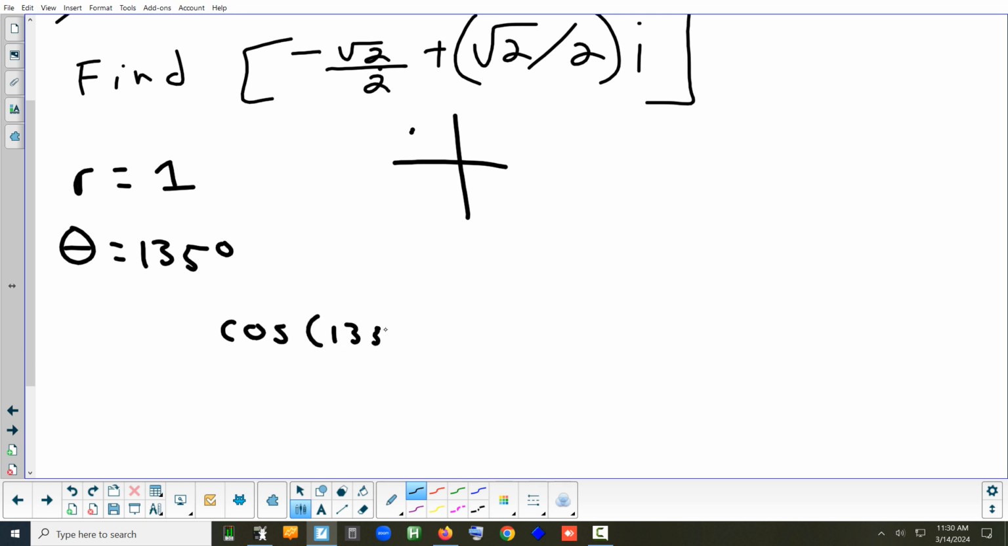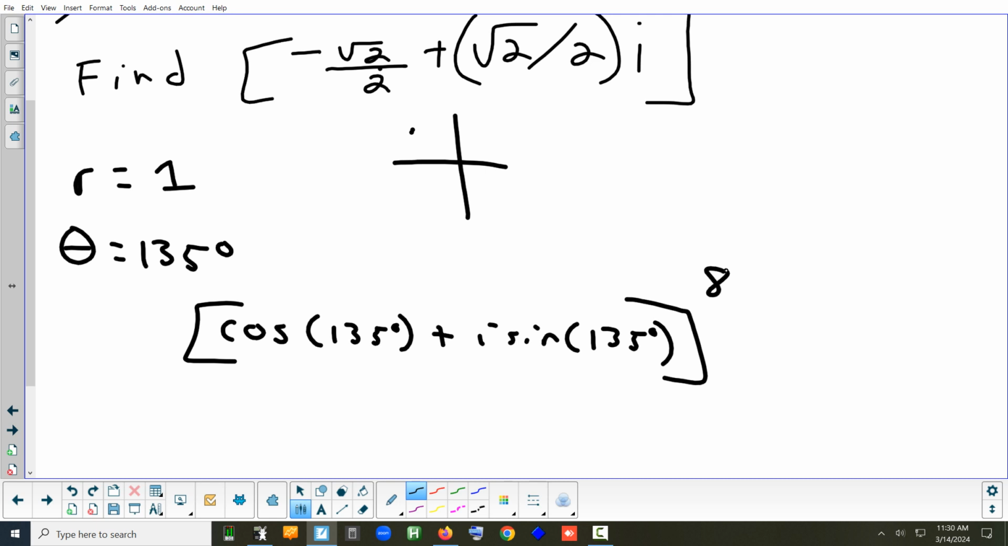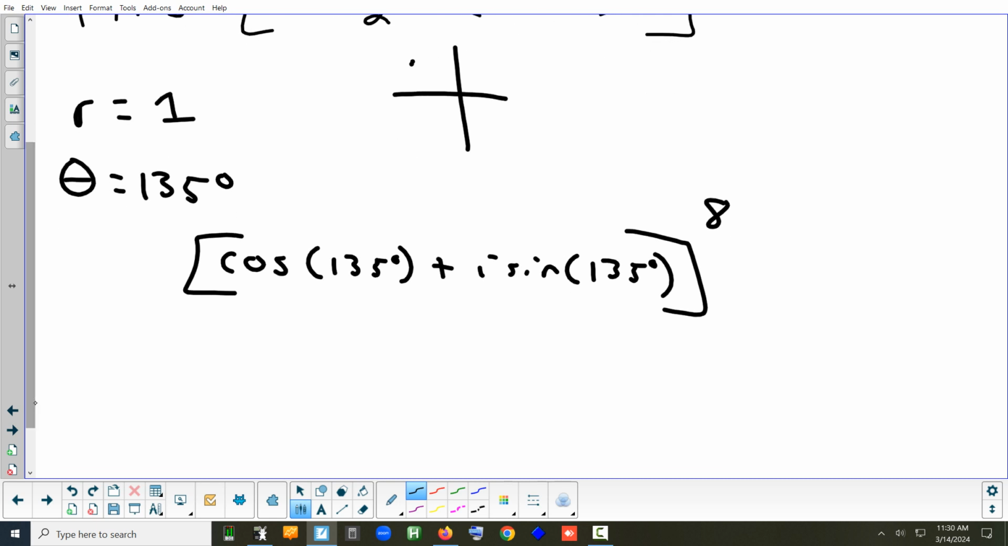So it's cosine 135 plus i sine 135, and you're raising that to the 8th power. So what's your radius going to be when you raise that to the 8th power? Yep, it's still going to be 1. That's not going to change at all. So radius is 1. I just need my angle. The angle is going to be 1080. And how did you get that? Multiply the angle by 8. Okay, multiply your angle by 8.